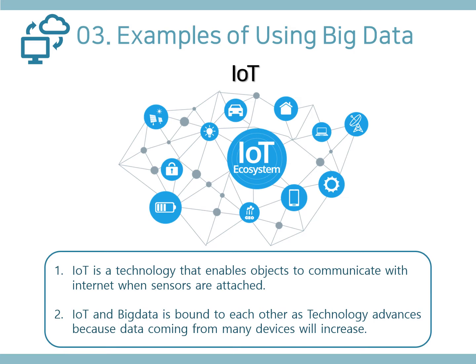The last example that I'm going to talk about is IoT. IoT is a technology that enables sensor-attached objects to communicate with the internet. It allows internet-connected objects to exchange data, analyze each other, and provide users with learned information and remotely control this information. In other words, the relationship between IoT and big data is bound to become closer as technology advances. This is because it's important to analyze and store essential information from the mass amount of data coming from various devices.